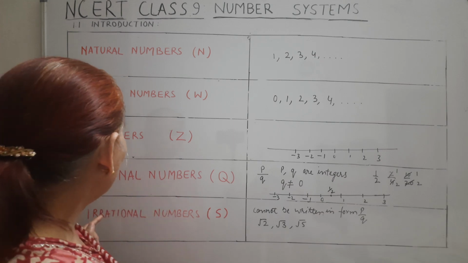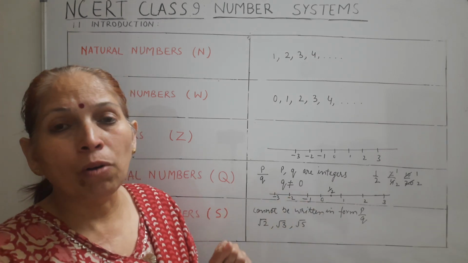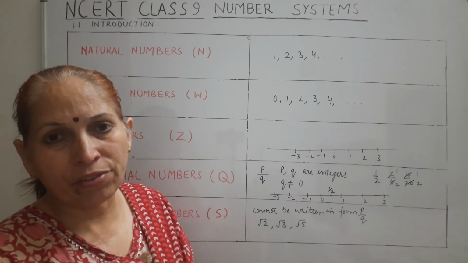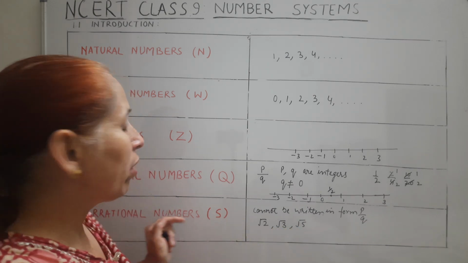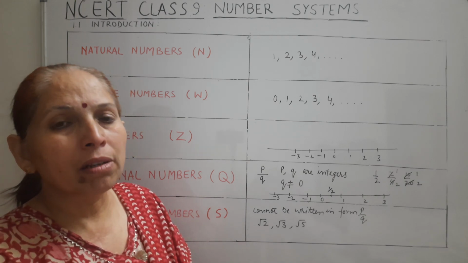Now the irrational numbers. Irrational numbers cannot be written in the form of p by q. Examples: √2, √3, √5, etc. And rational and irrational numbers together are called real numbers. They are represented by the symbol R.